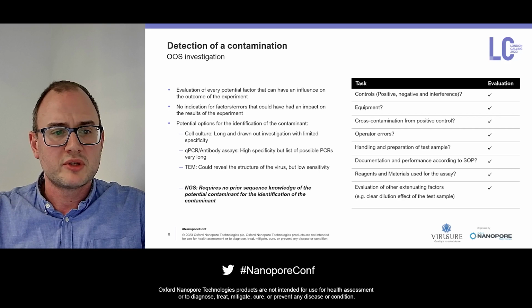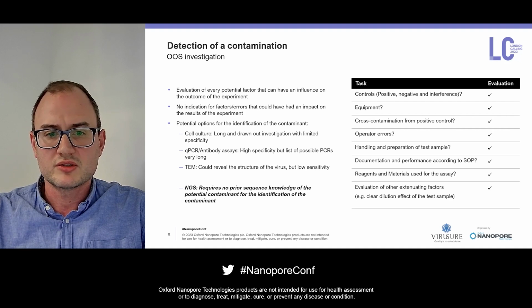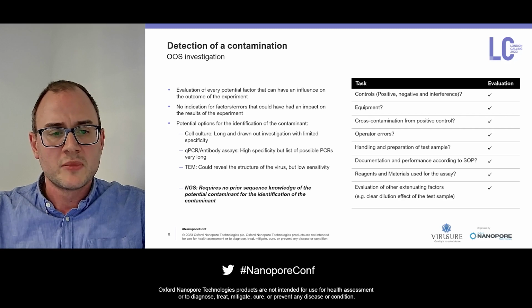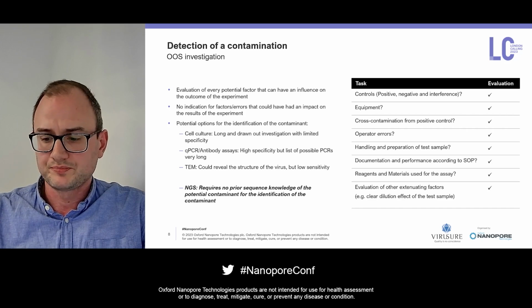The third one would have been transmission electron microscopy. This could reveal the structure of the virus and give a hint on its identity, but it also only has very low sensitivity. So we decided to go on with nanopore sequencing, as we had recently acquired a MinION device, and for this approach we would not need any upfront information for the identification of the contaminant at all.